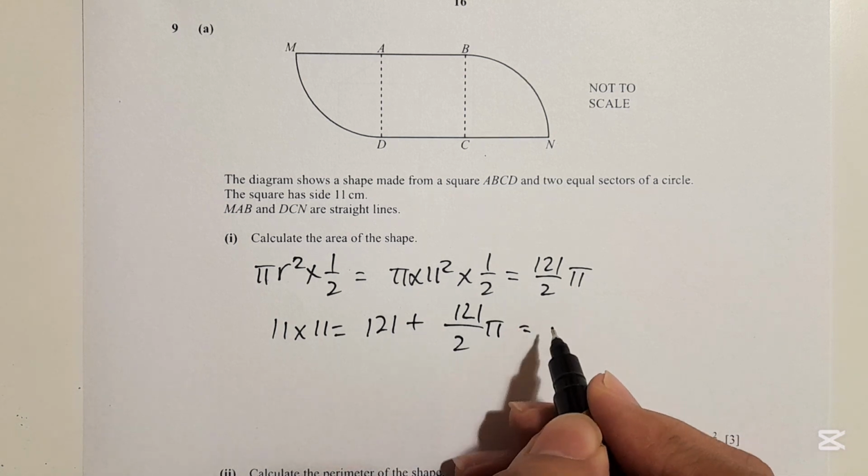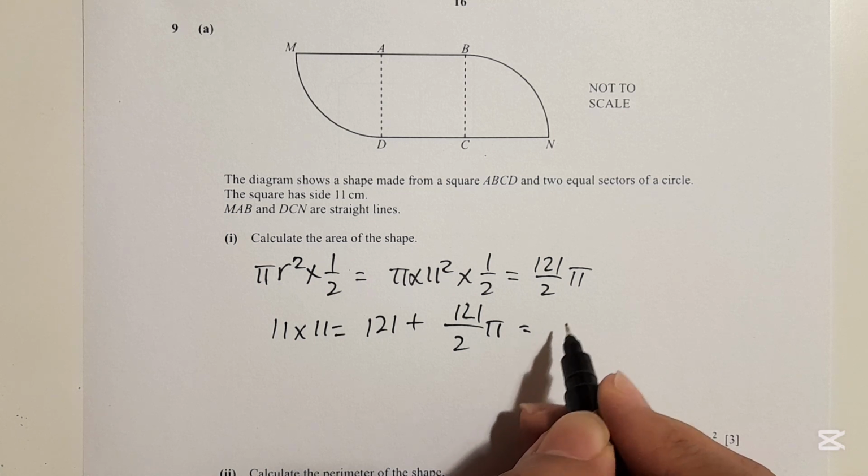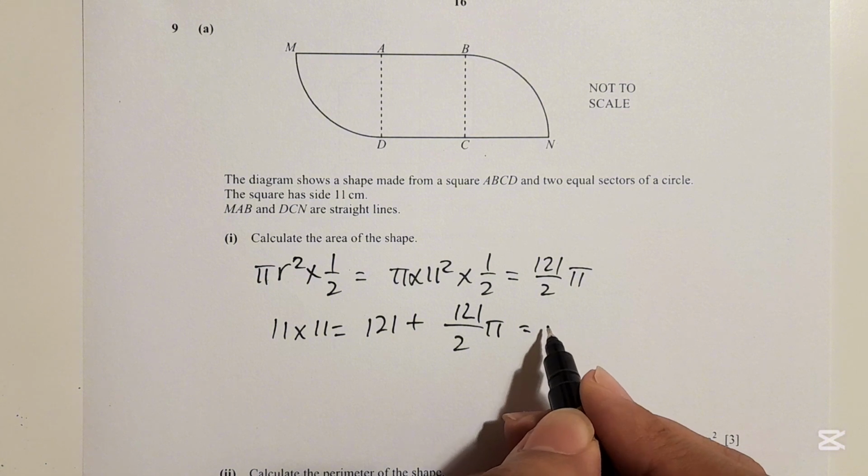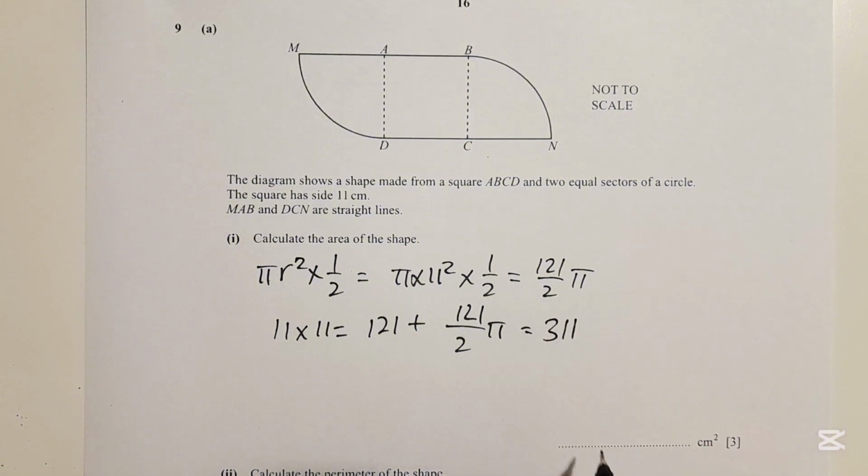311, because you have to round the answer to three significant figures if it's a normal answer, or if it's an angle, it will be one decimal place. So 311 will be the final answer.